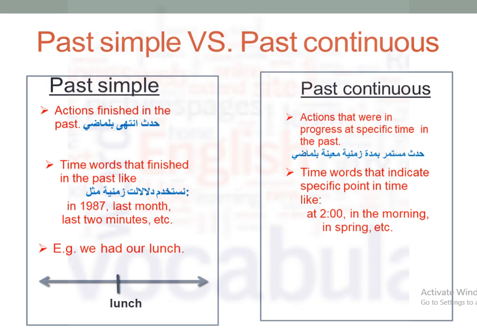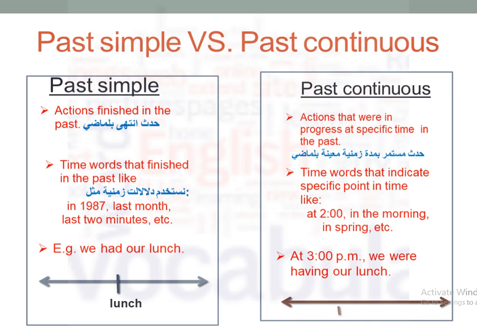While in past continuous, look, at 3 p.m. we were having our lunch. Look, I gave you a specific time, a specific moment. At 3 p.m. we were having our lunch. This is the timeline. This is the 3 p.m., right? So it means that at 3 p.m. and after 3 p.m. we were having our lunch. So it will be around 3 p.m. Why? To show that the action is continuing around 3 p.m. This is the past simple, this is the past continuous.